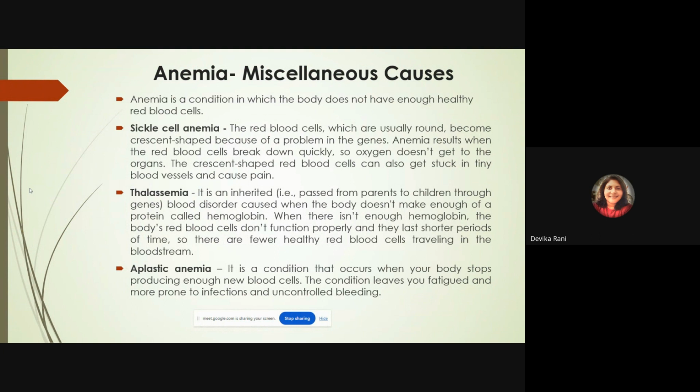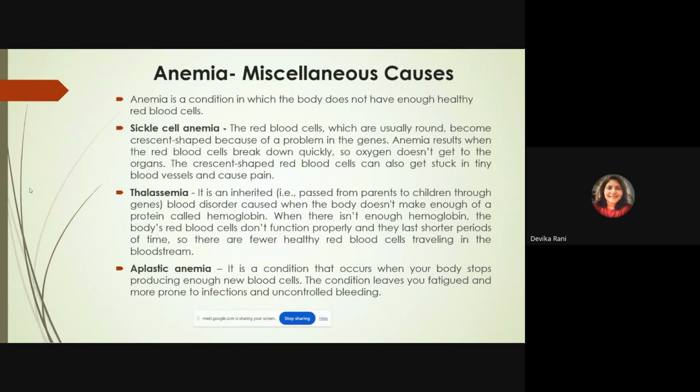Now, normally we've seen that the red blood cells are able to pass through the blood vessels in that cylindrical shape that they have. But now it has a crescent or sickle shape. So what happens is the red blood cells can get stuck in tiny blood vessels. They cause pain also. And they're not able to reach where they're supposed to reach on time and properly. So you start having anemia.